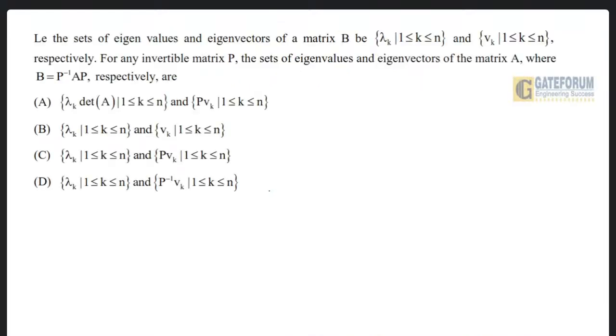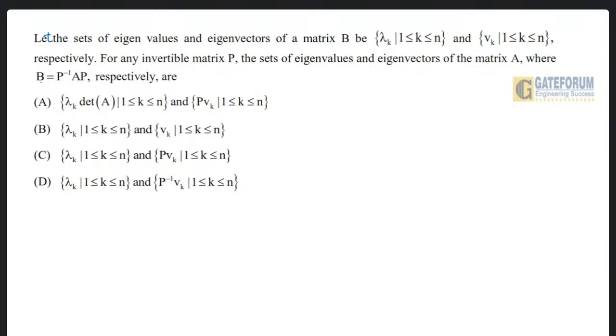The next question is: let the sets of eigenvalues and eigenvectors of a matrix B be lambda k such that 1 is less than or equal to k less than or equal to n, and v k for 1 less than or equal to k less than or equal to n, respectively. For any invertible matrix P, the sets of eigenvalues and eigenvectors of the matrix A, where B is equal to P inverse A P, are respectively. Four options are given. This is from engineering mathematics, the topic linear algebra, subtopic eigenvalues and eigenvectors properties.